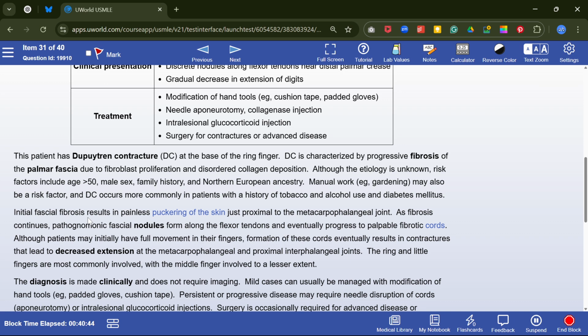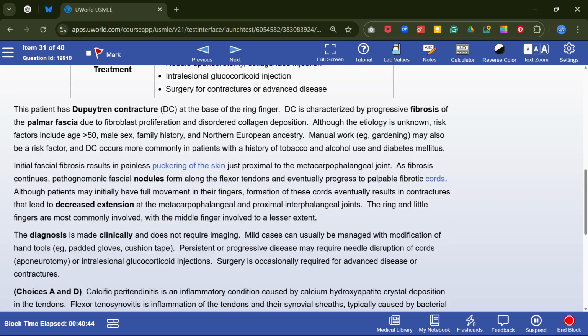The diagnosis is made clinically and does not require imaging. Mild cases can be managed with modification of hand tools and padded gloves. Persistent or progressive disease may require needle disruption of the cord, aponeurotomy, or intralesional glucocorticoid injection. Surgery is occasionally required for advanced disease or contractures.